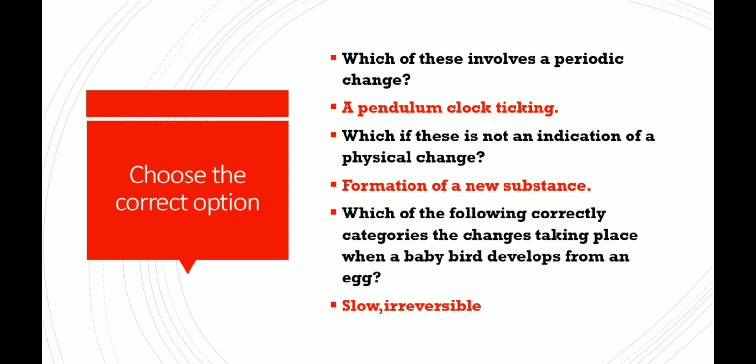Then the question number 3, which of the following correctly categorizes the changes taking place when a baby bird develops from an egg? The first option, slow, irreversible. Second one, fast, chemical. Third one, natural, physical. And the fourth option is periodic and desirable. The correct option is slow and irreversible.